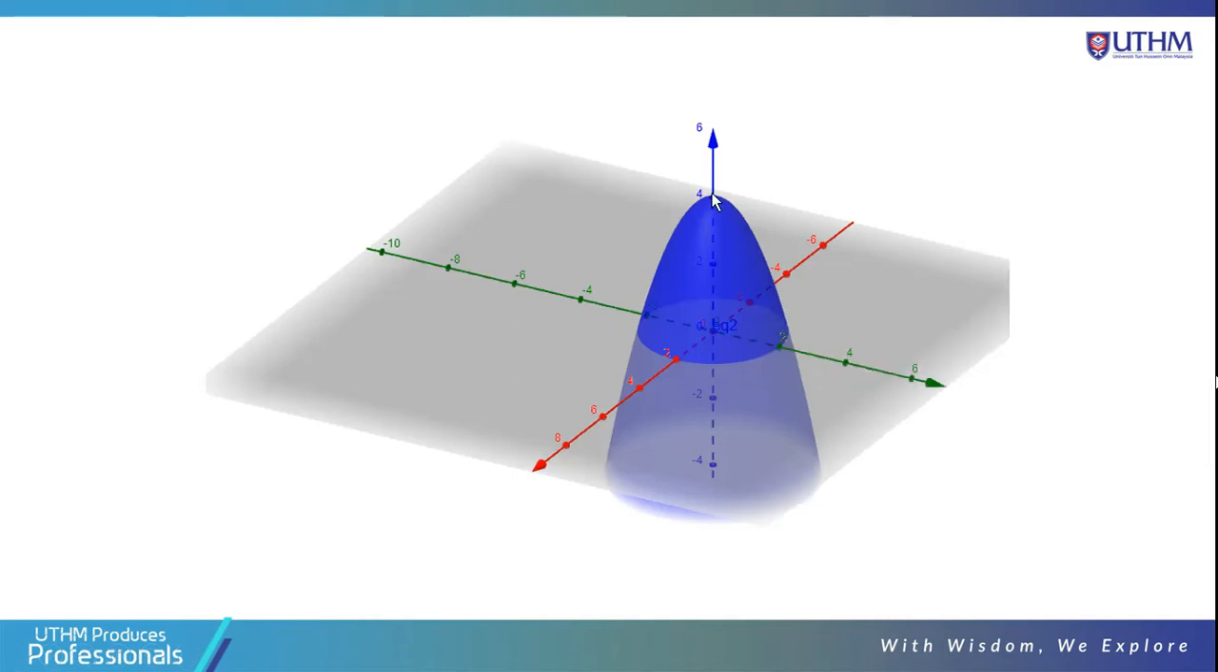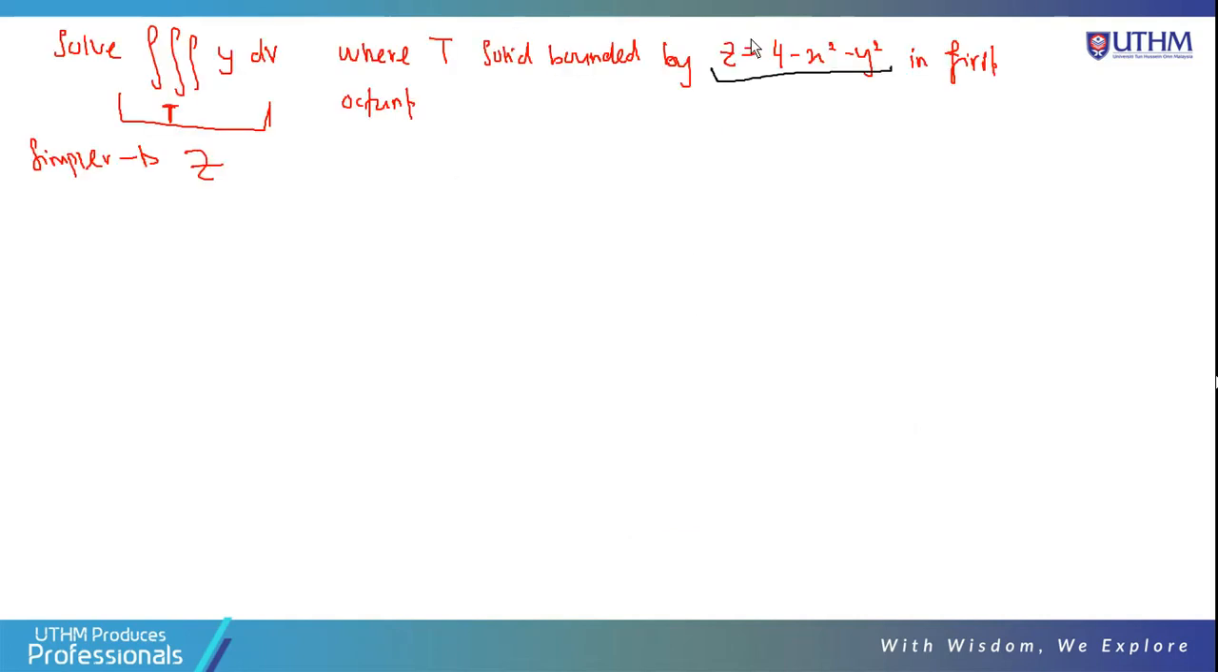So the vertex here is 4, A. Okay, A is the 4. And then it will extend downward. So we want to know its region, where the region is. It says the solid is bounded by this paraboloid and the first octant.